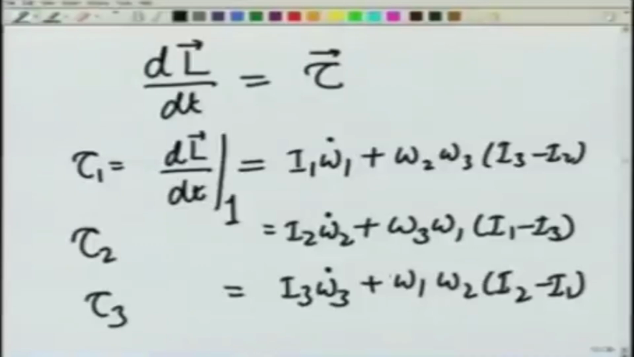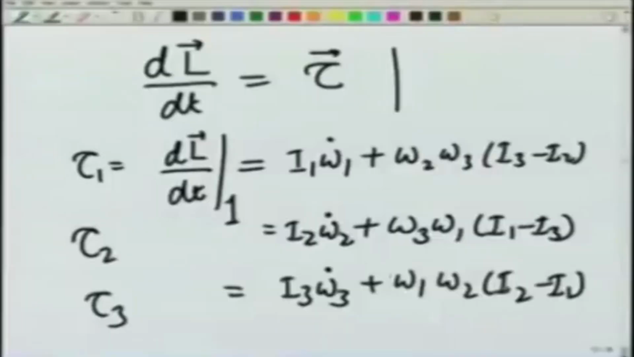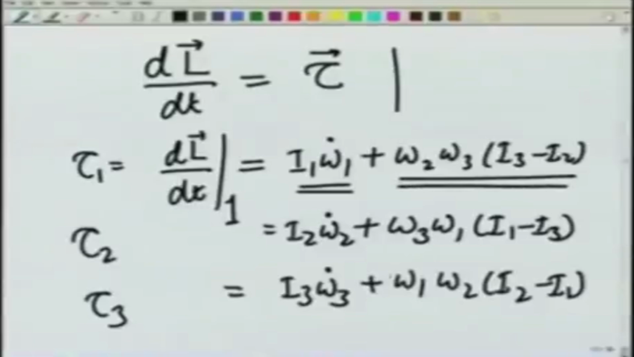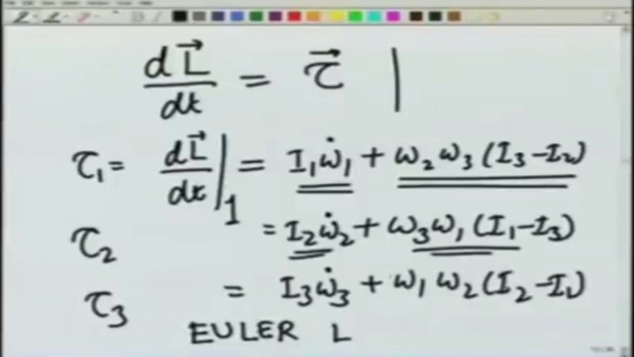I remind you again that although L1 is I1 omega 1, L2 is I2 omega 2, and L3 is I3 omega 3, the change in these components involves both the change in omega component itself as well as a change due to the rotation of L vector around the omega vector, and therefore the net change happens to be the sum of these two. These are known as Euler equations.